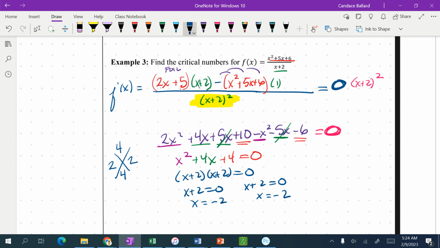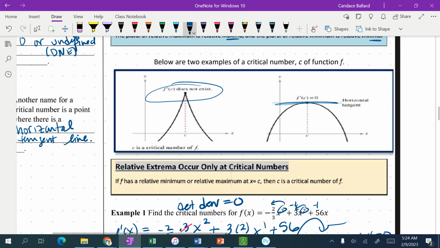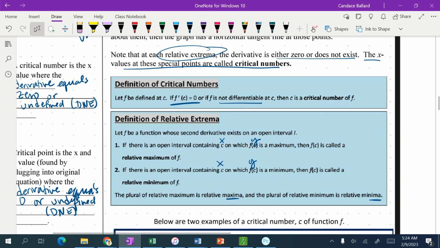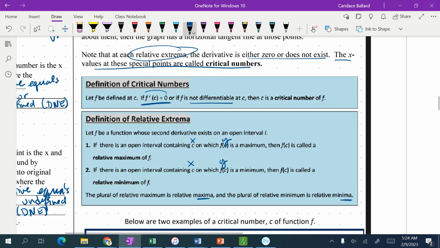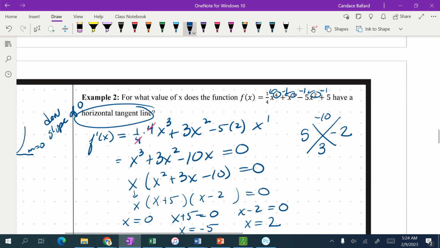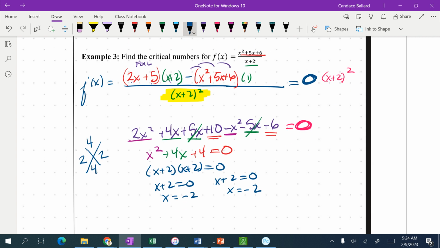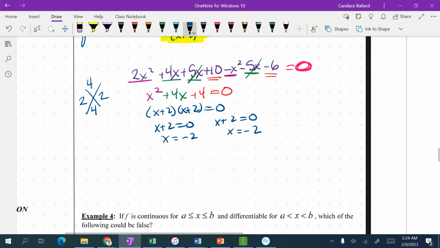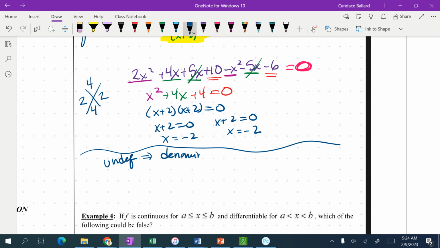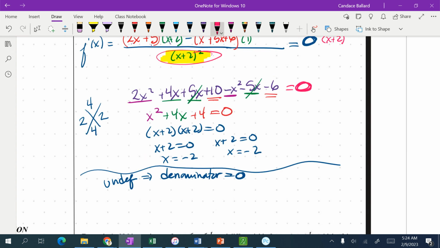Now, there was another part of that critical numbers definition. It was that if it is equal to 0 or where it is not differentiable. So that means that if there's a denominator, the one number the denominator is not allowed to equal is 0. So I would set my denominator equal to 0 because that's where it's undefined. So let's write that part down. So it's undefined when the denominator is equal to 0. So I'm going to take that denominator that we had. I'm going to set it equal to 0.